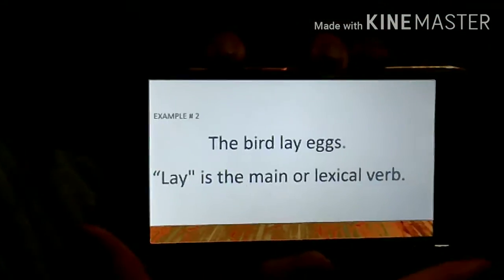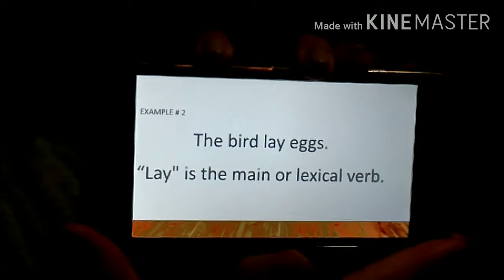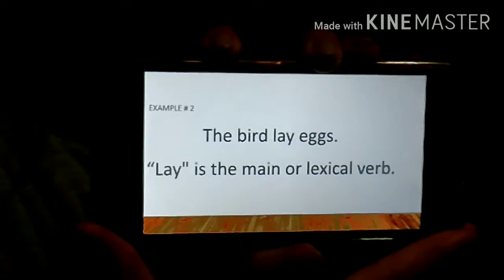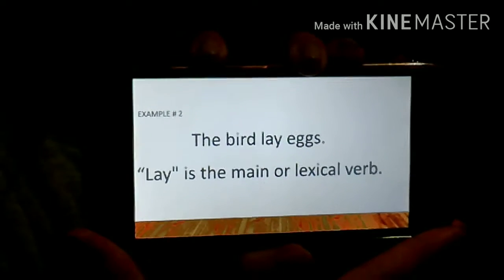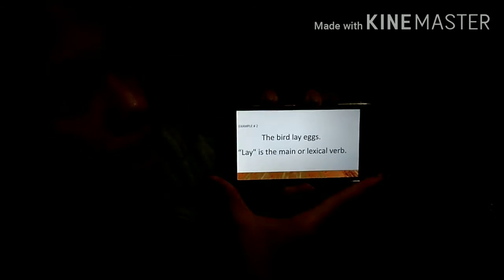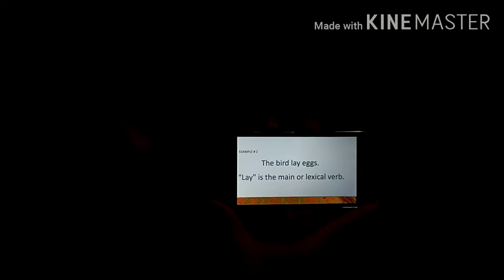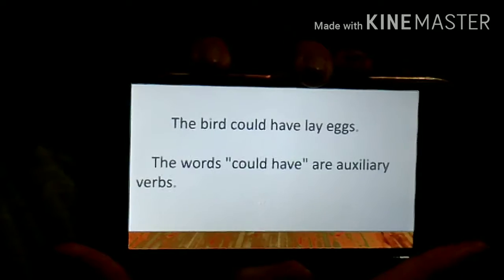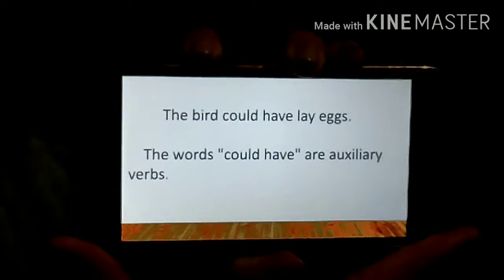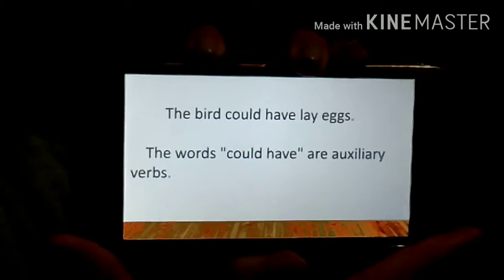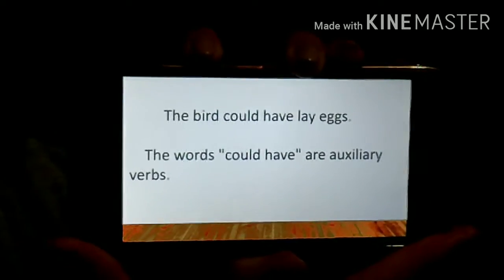Next is the bird lays eggs. The word lay here in the sentence is the main verb or lexical verb. If we're going to make this sentence into one with an auxiliary verb, it will be like this: the bird could have laid eggs. The words could have are auxiliary verbs that support the main verb or the lexical verb, which is lay.